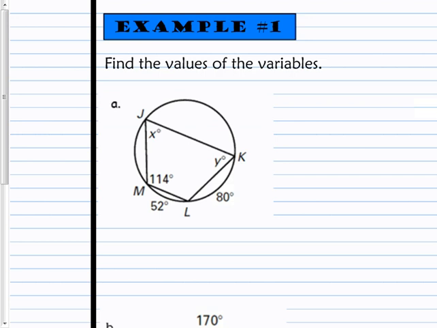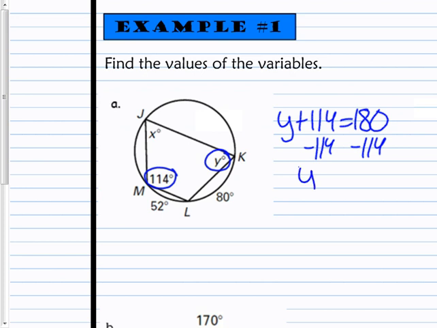Example 1, find the value of the variables. We will do A together now, and then B we will do in class. I can look and see that this angle plus this angle are opposite, so they're going to add up to 180. So y plus 114 equals 180. Subtract 114 from both sides. y equals 66. So y is 66 degrees. That one's pretty easy.